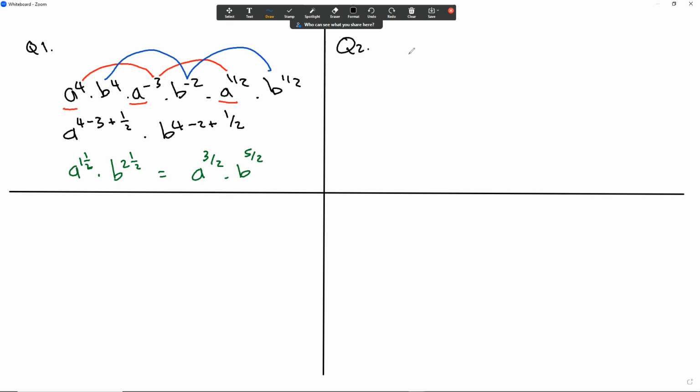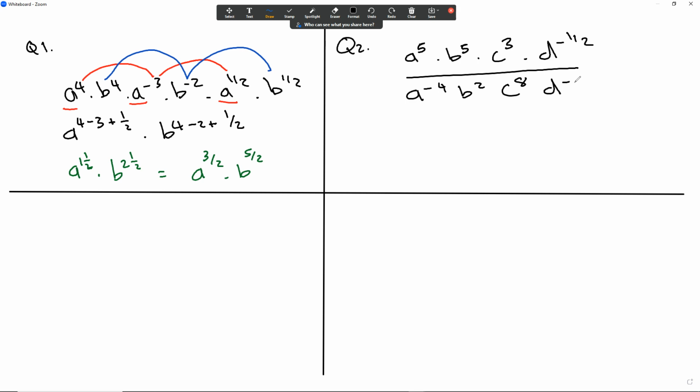When we divide, we subtract. So let's say I've got a to the 5 times b to the 5 times c to the 3 times d to the negative a half, divided by a to the negative 4, b to the 2, c to the 8, and d to the negative 1 over 4.